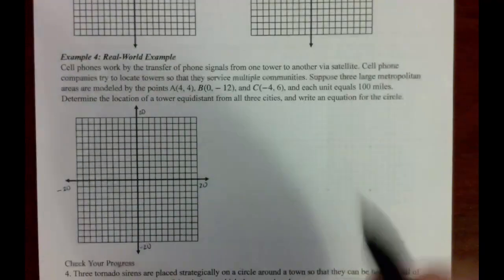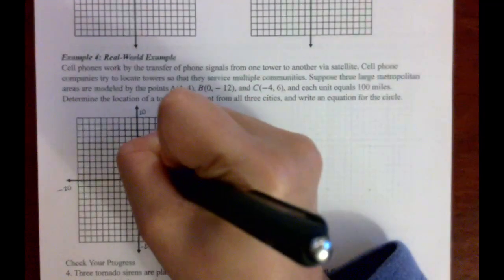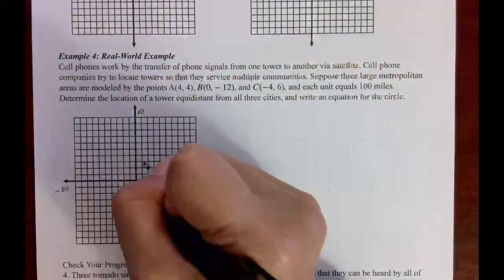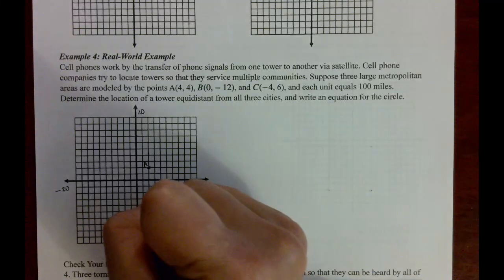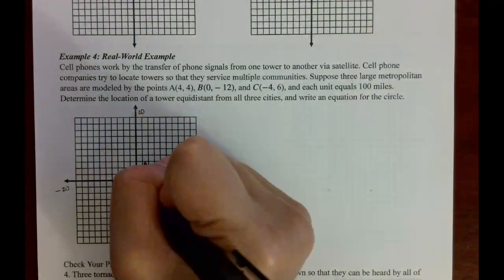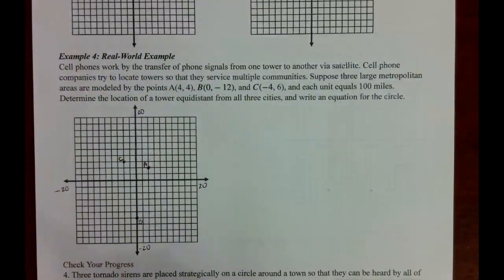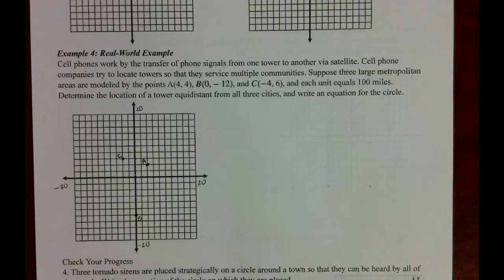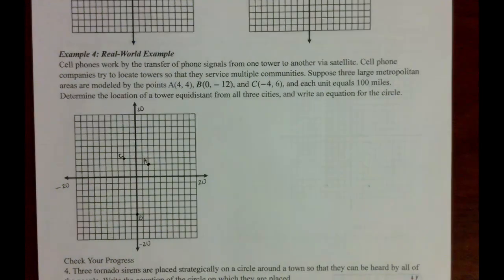Okay. So A at 4, 4, 2, 4, so here's A. Okay, B is 0, -12, so 2, 4, 6, 8, 10, 12, so here will be B. C is at -4, 6, so -2, -4, and then 2, 4, 6, so here's C. Okay? And each unit here equals 100 miles. We want to determine the location of a tower that is equidistant from all 3 cities and write an equation for the circle. So basically, what we're going to do, let me connect these all.